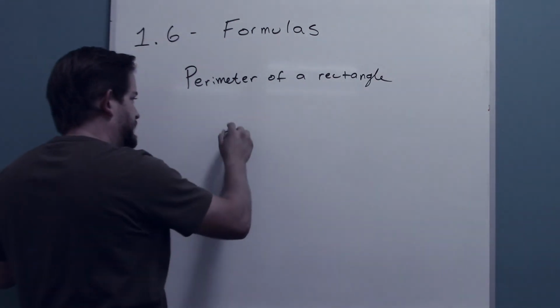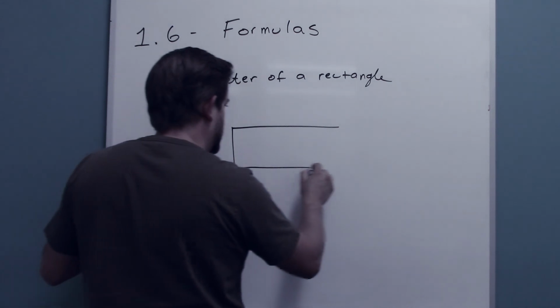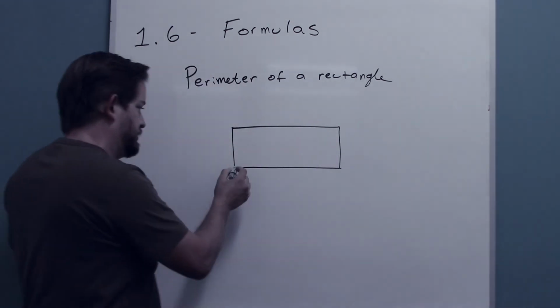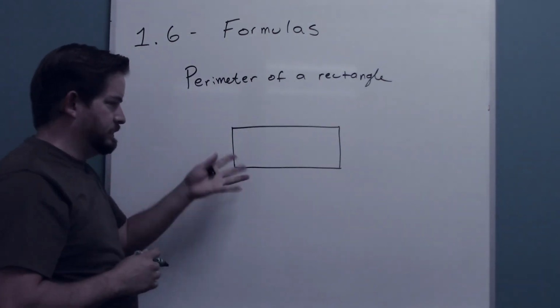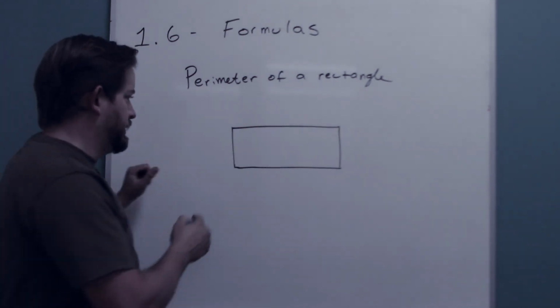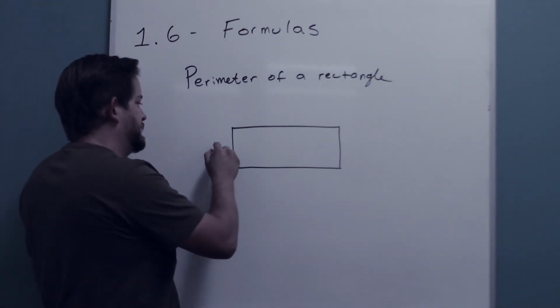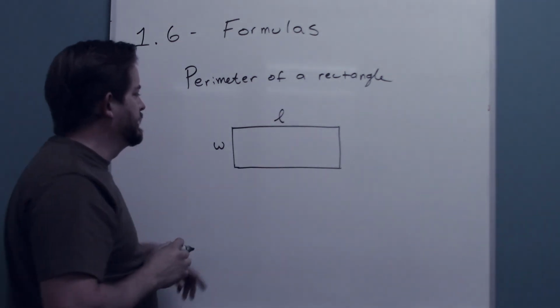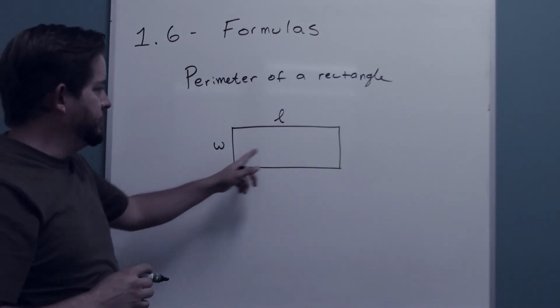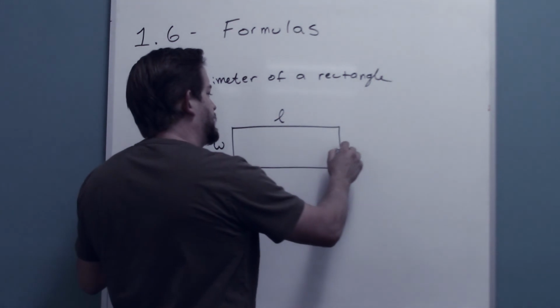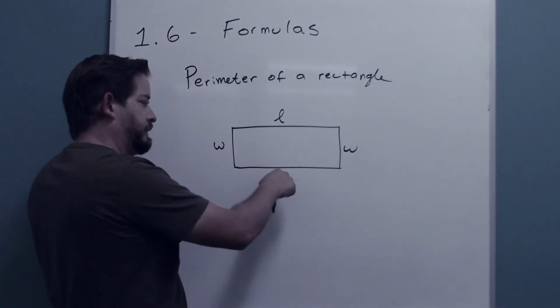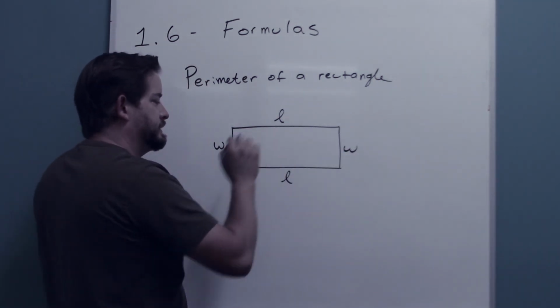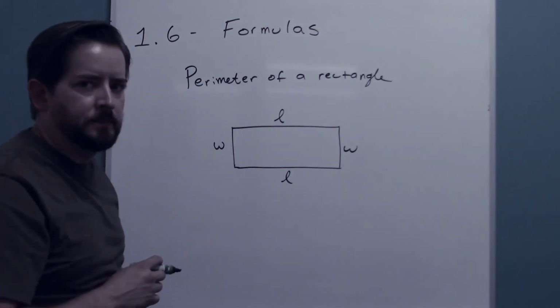A rectangle is two sets of parallel lines, like this. We can call one of them a width. Doesn't really matter which one's the width. Call the other one the length if we want. But because it's a rectangle, the other side over here is the same as the first width, and this bottom part is the same as the top length, right?